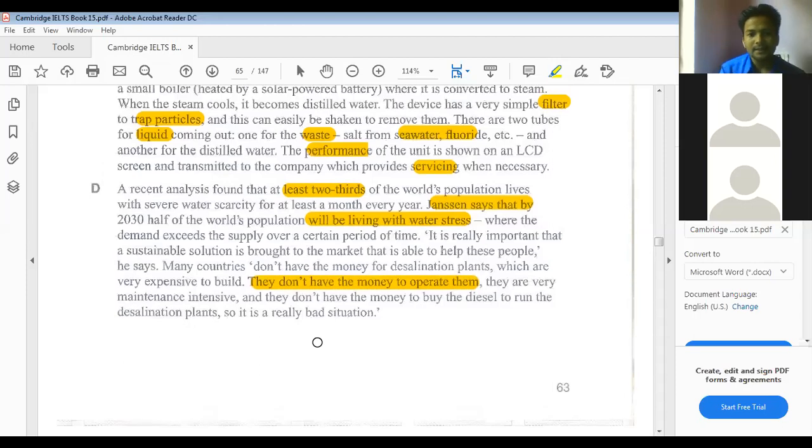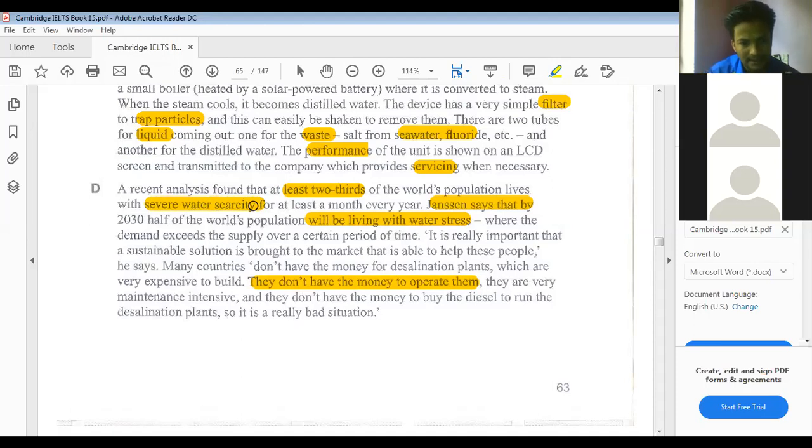So what is the central theme here? A recent analysis found that at least two-thirds of the world's population lives with severe water scarcity, for at least a month every year. Johnson says that by 2030, half of the world's population will be living with water stress. It talks about the water problem, okay, scarcity problem.